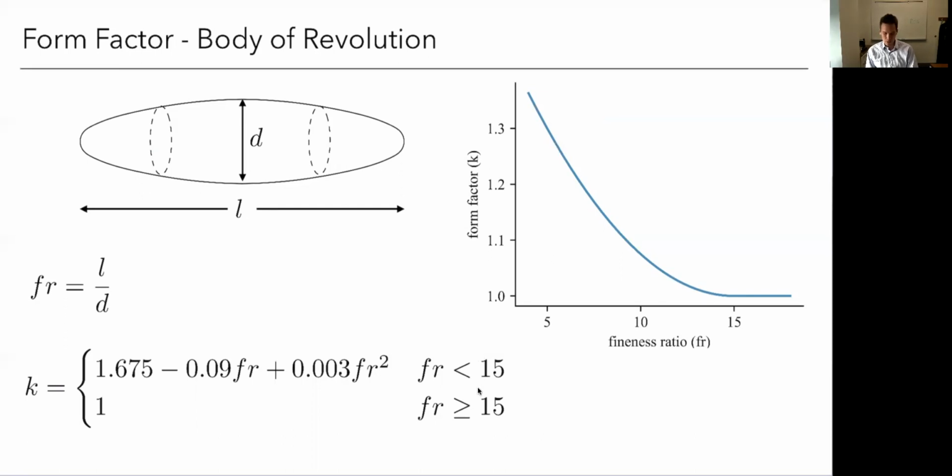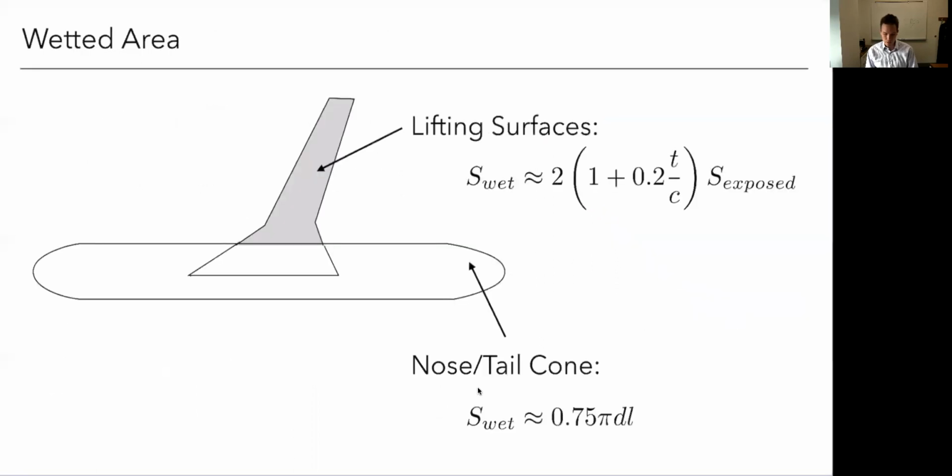Same procedure. You need a way to estimate the wetted area. Here's an example. For the cylinder part, that's really simple. It's just going to be a length times that circumference. Whereas for these cones, if you wanted to estimate them, here's a rough estimate of what that would look like.